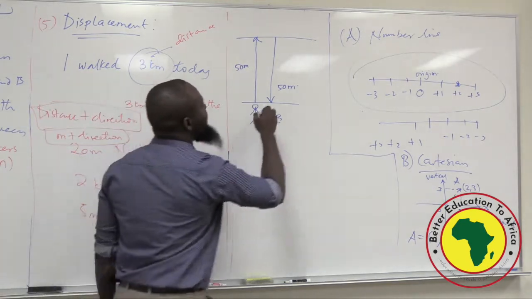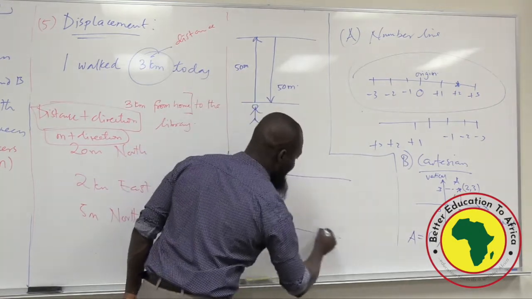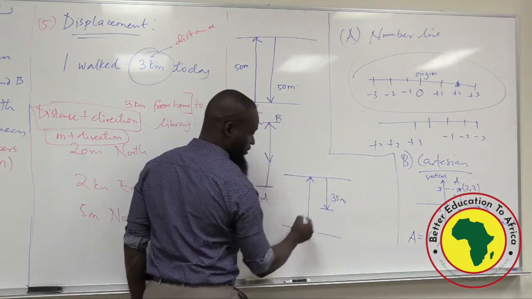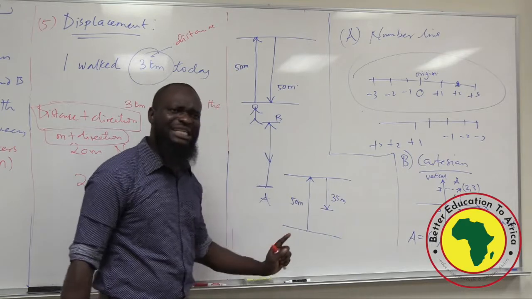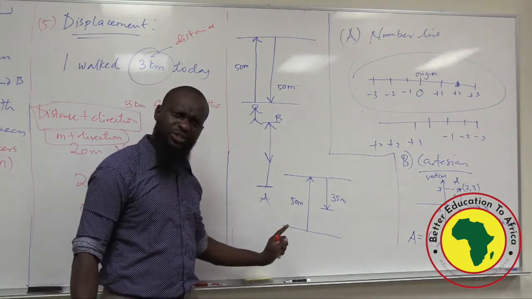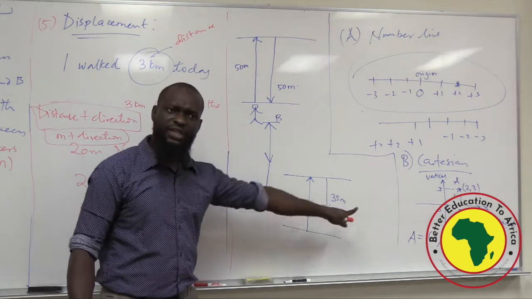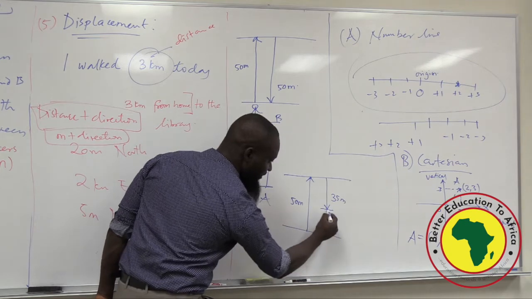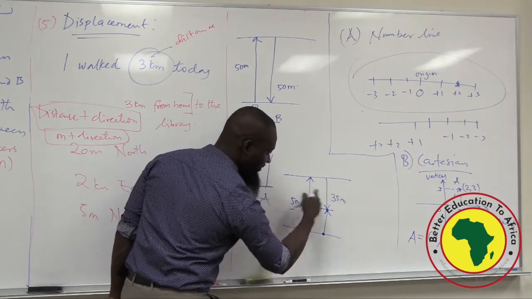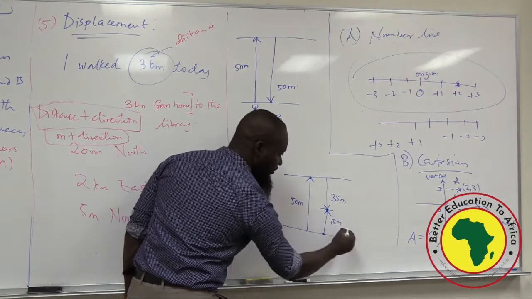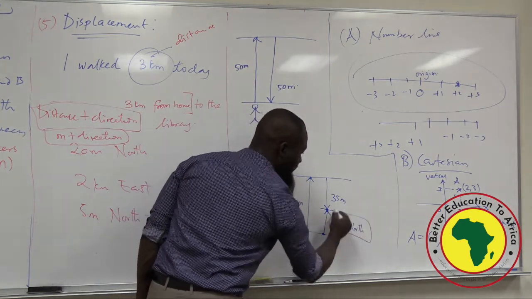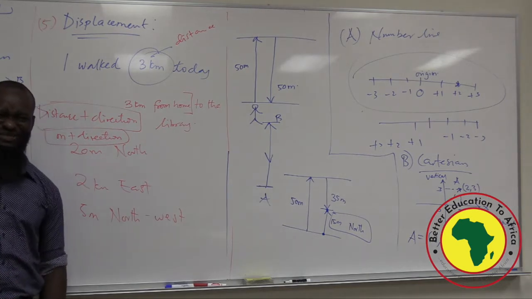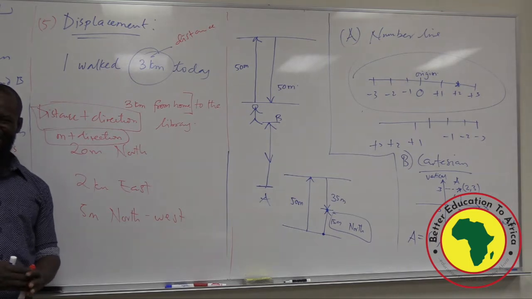Now, what if he stopped here? He went 50 meters, but on his way back, he stopped at 35 meters. So what is his total distance covered? 50 plus 35, 85 meters. What is the total displacement? From where he started, he is now here, so his displacement is 50 minus 35, 15 meters. That's by how much he is displaced from his original position. Do you understand?